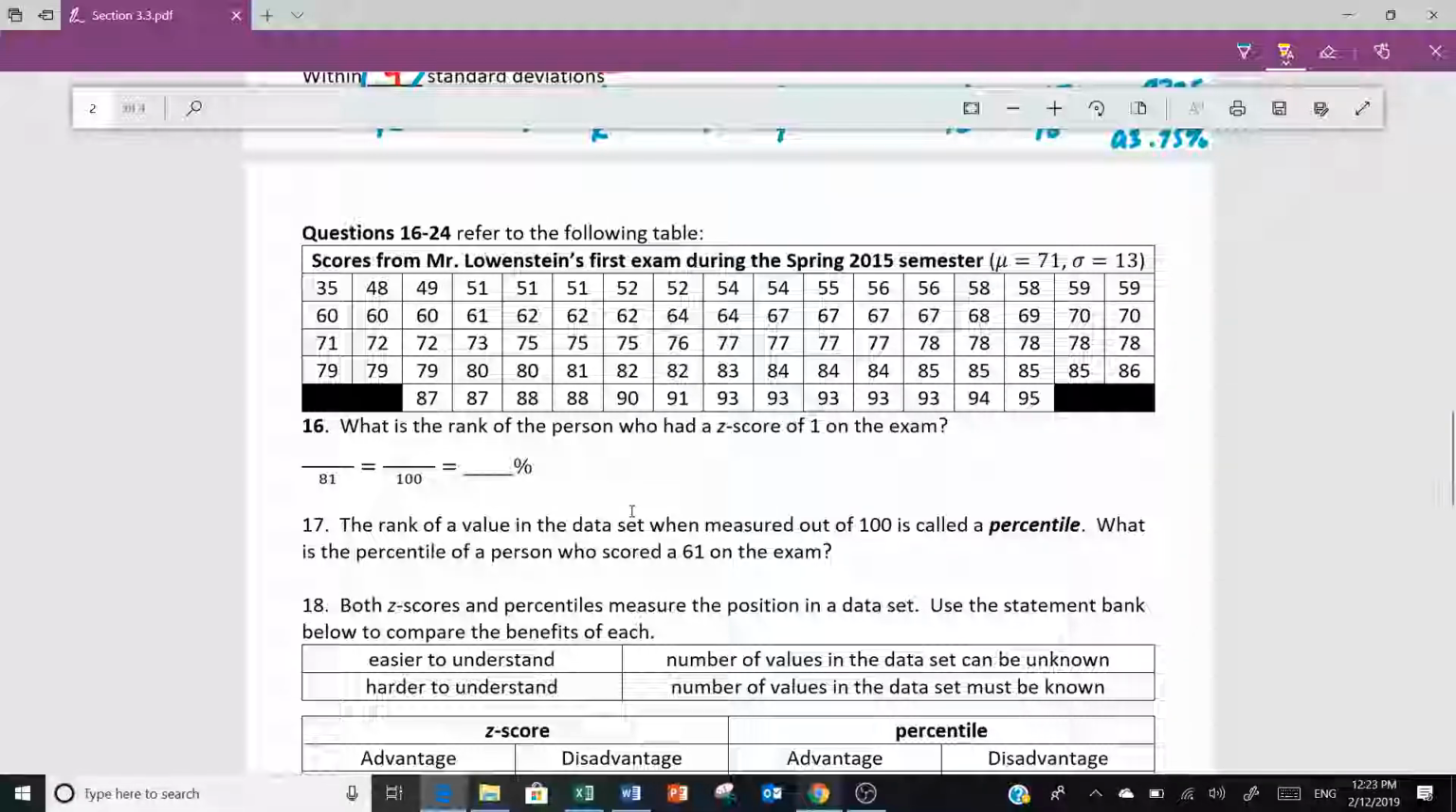Question 16. For questions 16 to 24, I gave you the raw data from the first exam, and I want you to rank the person that had a z-score of 1. So first we have to figure out what was the value that had a z-score of 1, remember from a previous problem, and then rank it. So let's go ahead and rank it. Groups of 2.